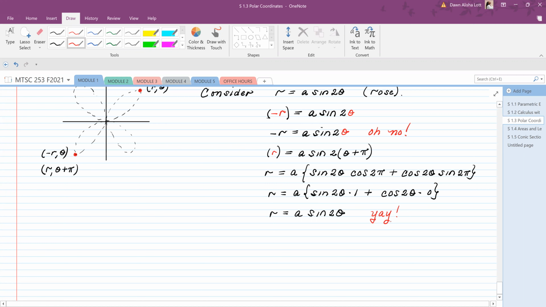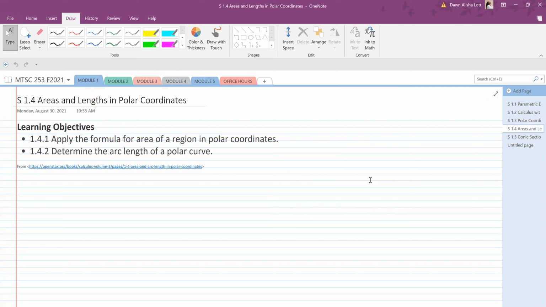So graphing can be challenging when we are trying to figure that out. Okay. All righty. So in this section, we want to look at arc length and area for polar curves.